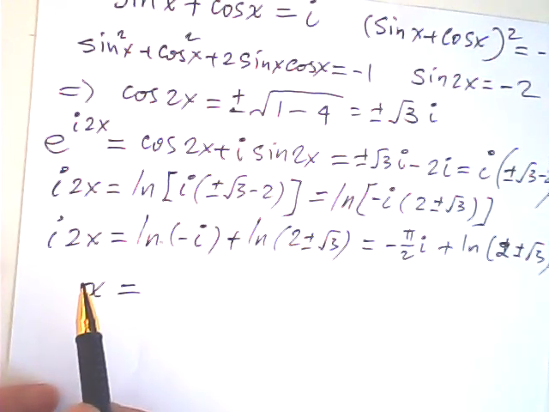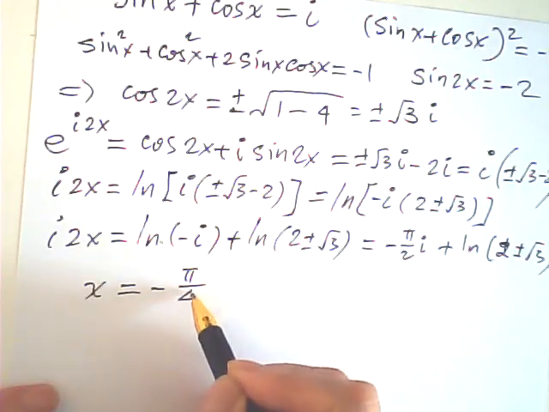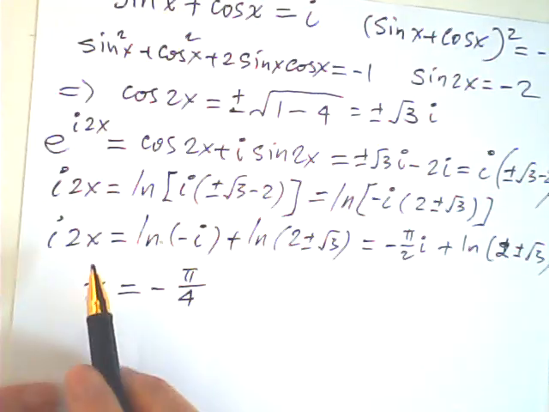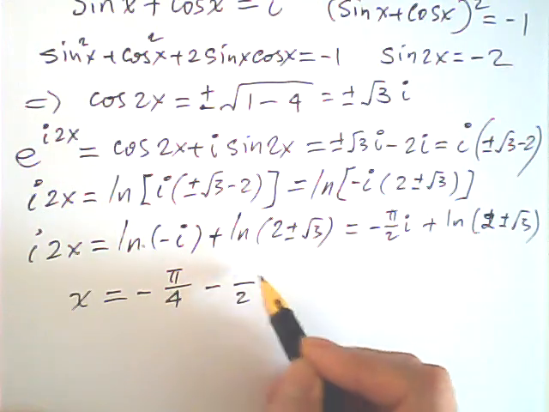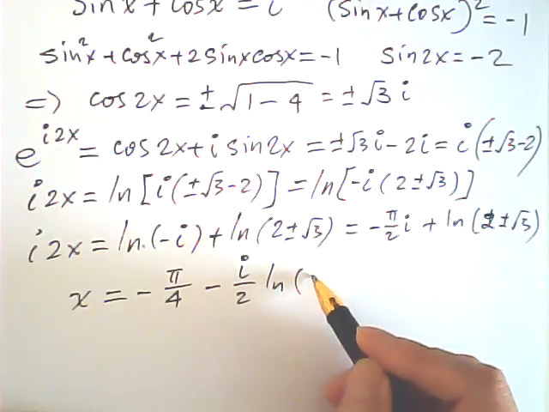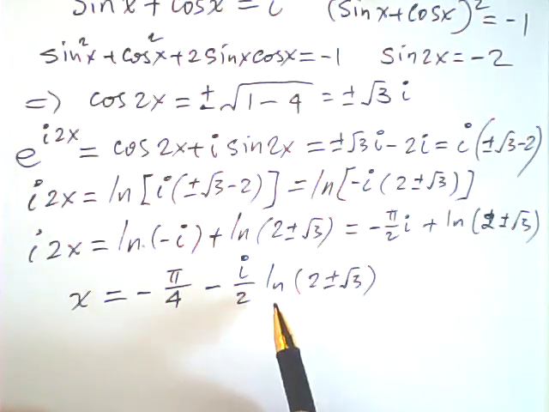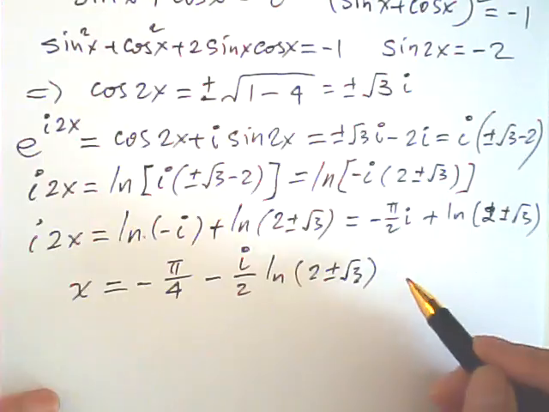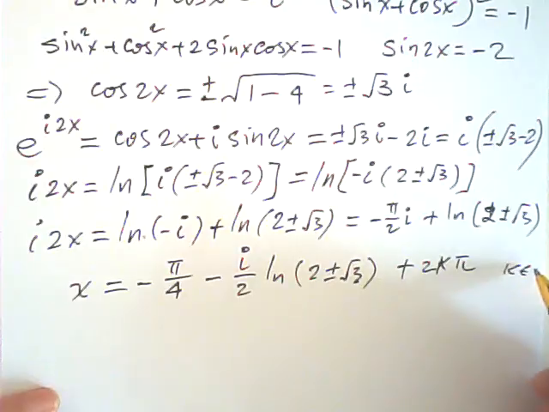Divided by 2i, so it's negative quarter pi, and divided by i means multiplied by negative i, so equal to negative i over 2 times log of 2 plus or minus root 3. Yeah, both cases are defined for log. That's good. Then if you want a general solution, plus 2k pi, where k is a whole number, including 0.